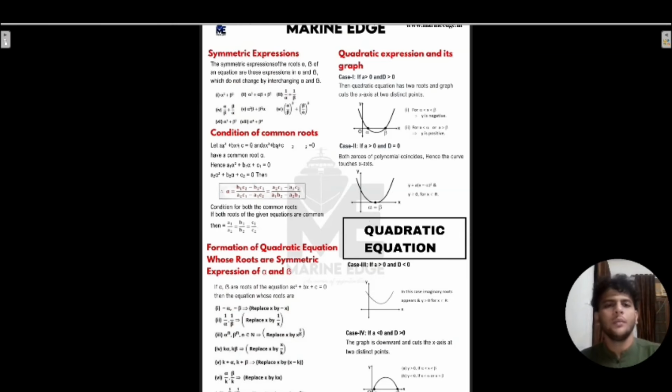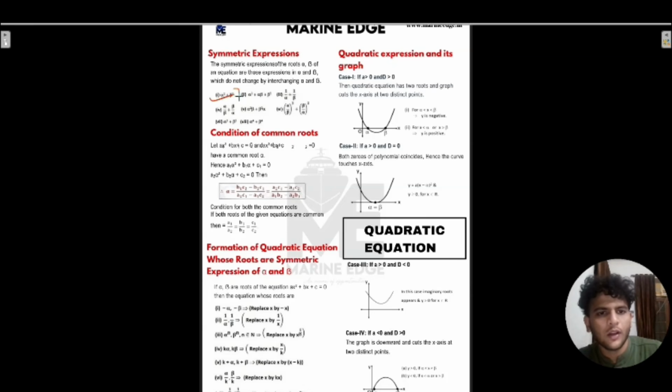Okay, so what we have, the symmetric expressions of the roots alpha, beta of the quadratic equations, are those expressions in alpha and beta which do not change by interchanging alpha and beta. That is, if you replace beta with alpha or alpha with beta, they won't change. So you can have some examples of this.